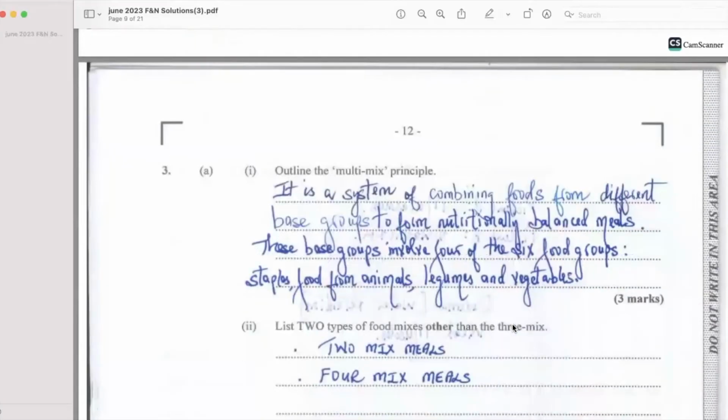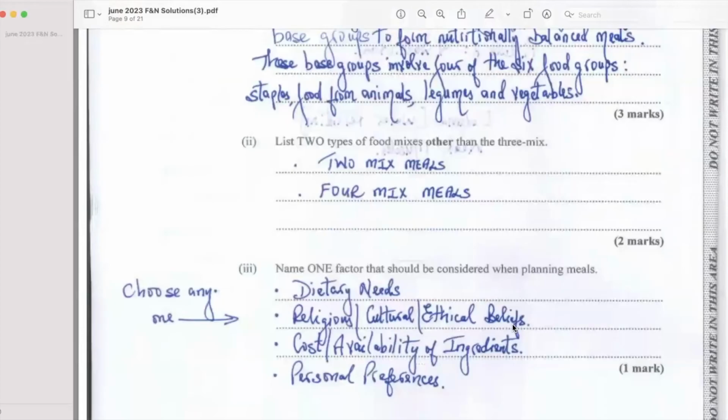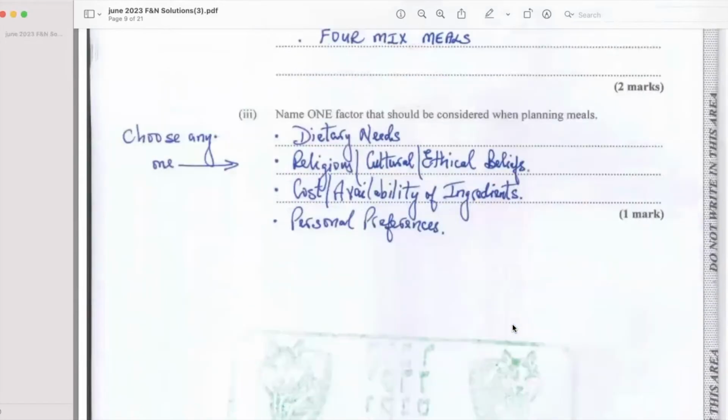Good. List 2 types of mixes. So you have 2 mix, which is staple, because we know that staple is in all of the mixes, and you have 4 mix, and you have 3 mix as well. Yeah. All right. Name one factor that could be considered when planning meals. These are some factors, and we have a lot. Most persons will say religion, dietary needs, culture, your ethical beliefs, the cost, the availability of food, your food preferences. You can put your likes and your dislikes, and all of those would be factors considered when we are planning meals. The equipment, the ingredients, all of those, availability.